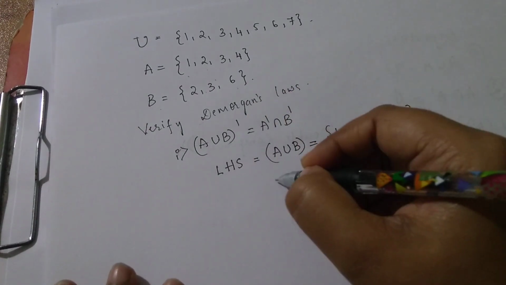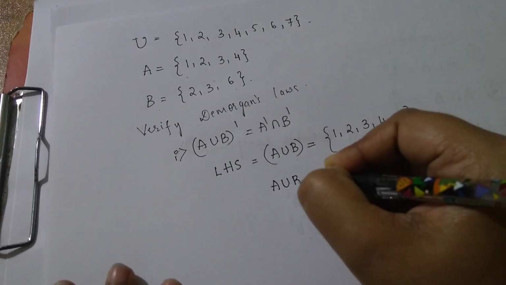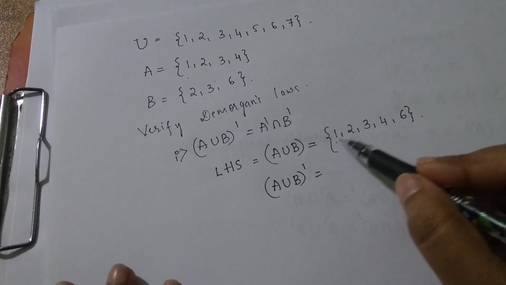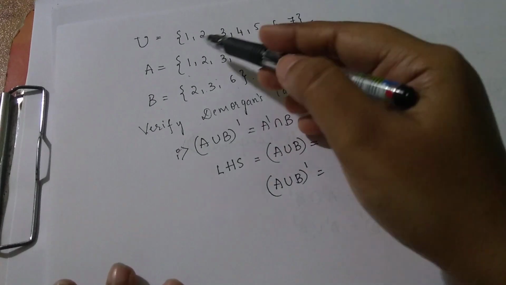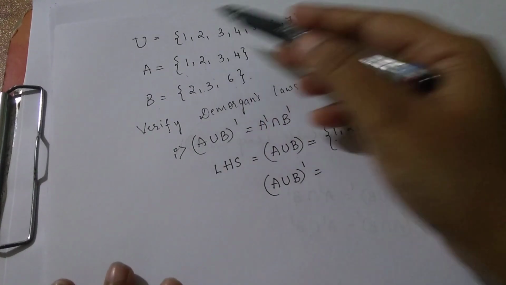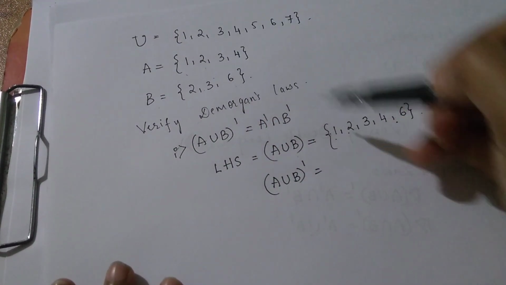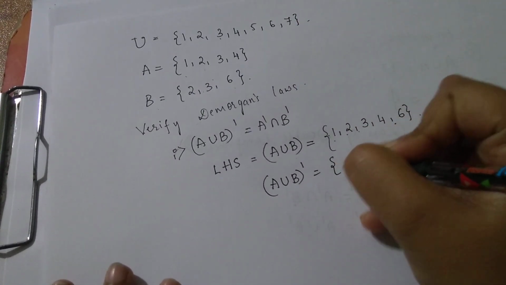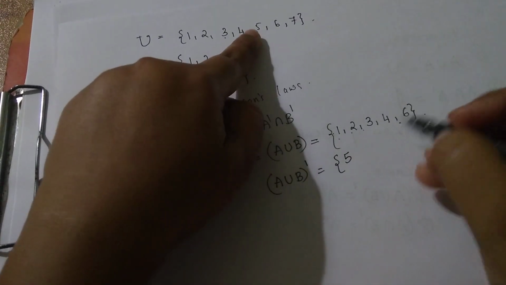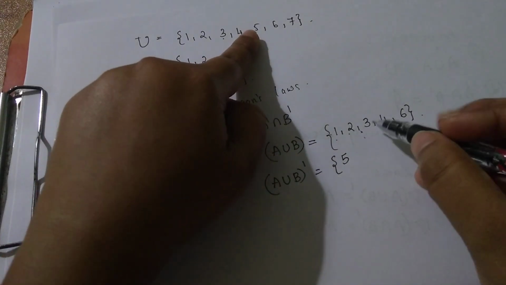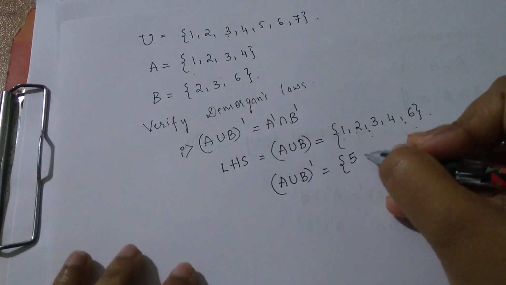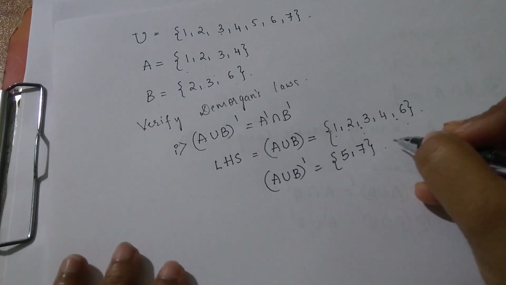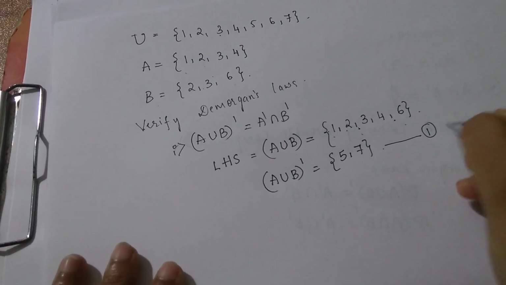Next, what I want? A union B complement I want. A union B complement means what? Set of all elements which are there in the universal set but not in A union B. So 1 is present, 2 is present, 3 is present, 4 is present, but 5 is present in your universal set but it is not there in A union B. 6, yes, it's present. 5, 7 will be your A union B whole dash. Call this as equation number 1.